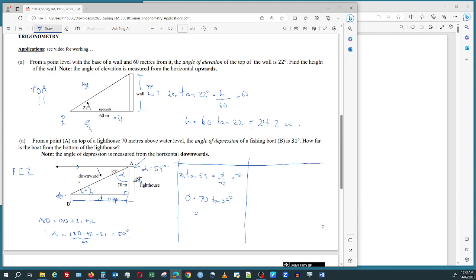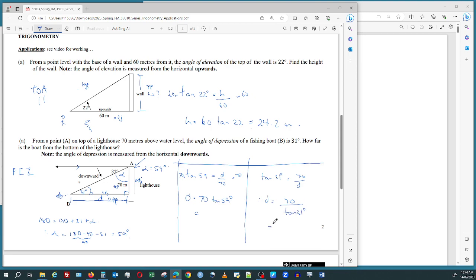Or we could have done TOA for 31. Tan 31 degrees would be opposite over adjacent, so that's a different opposite and a different adjacent. You've got to stick to your tan rules. So that would be 70 over D. The issue here is we have to rearrange for D. And so what we'll end up with is D would be equal to 70 divided by tan 31.